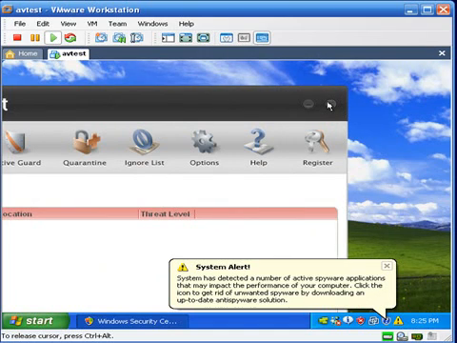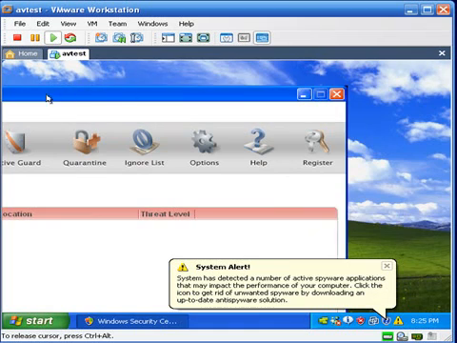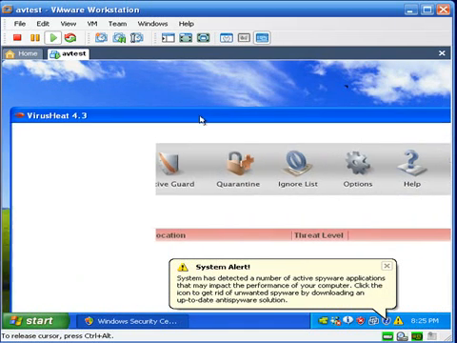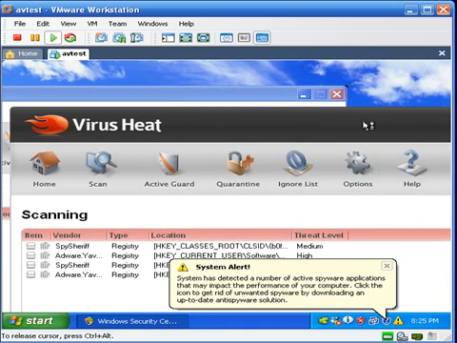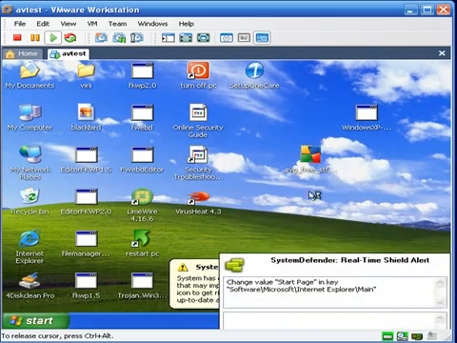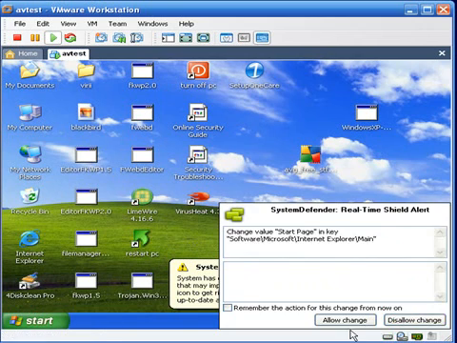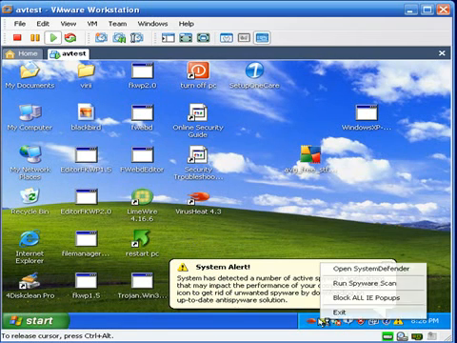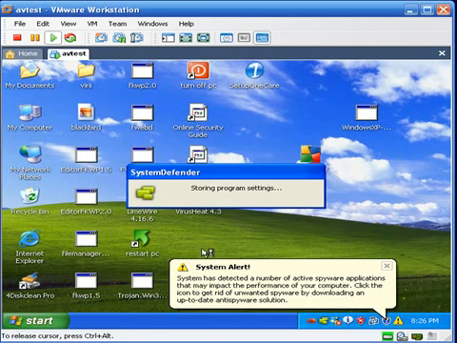Everybody has a different word. So this is a virus heat. That's a rogue anti-malware. That's pretty common. A lot of people got infected with virus heat. A lot of my customers. So I just need to exit some of this fake stuff.